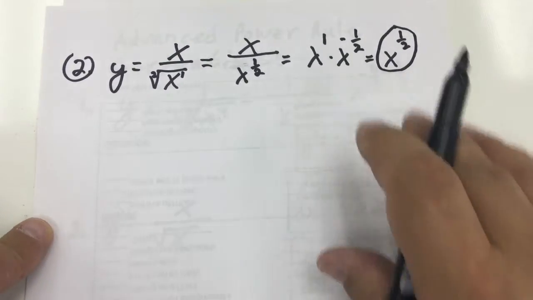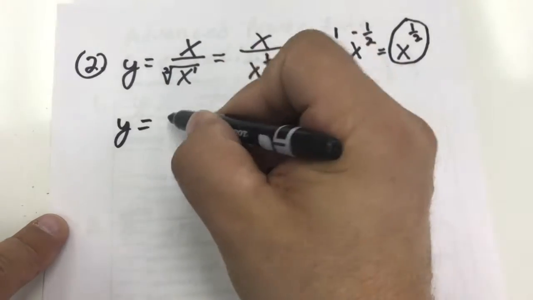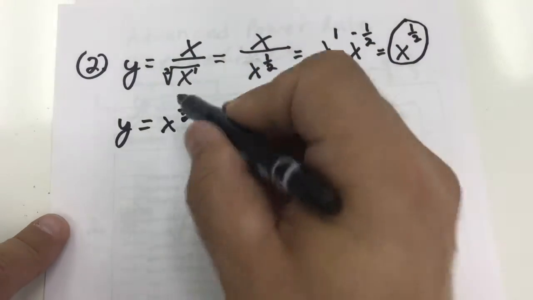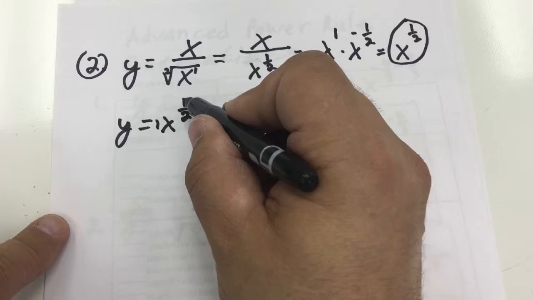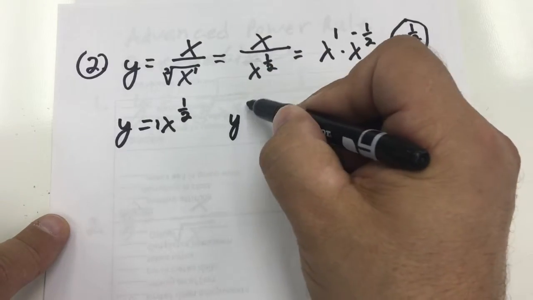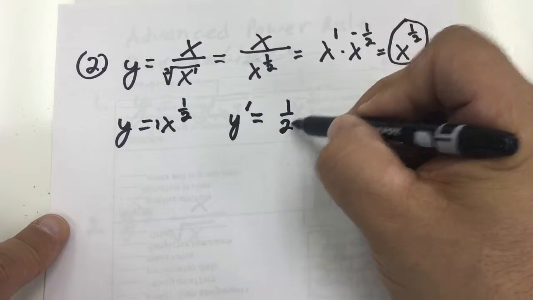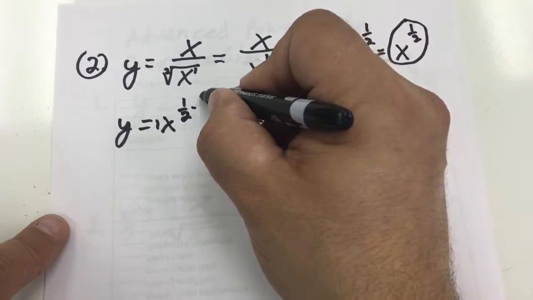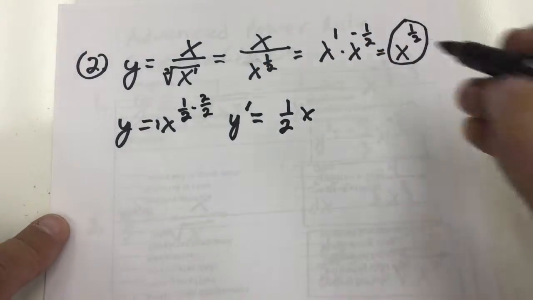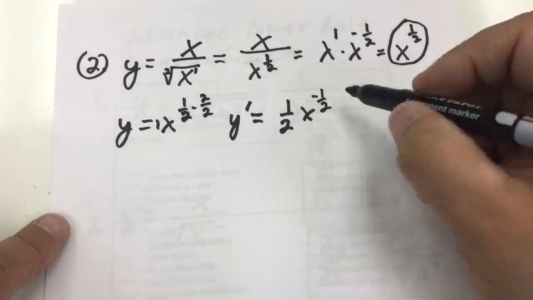So now, that's not my answer. That's what I can use to find the derivative. So I have y equals x to the 1/2. And to find the derivative of that, I'm going to use the power rule. So I'm going to do 1/2 times the 1 in front. So the derivative is going to be y prime equals 1/2 x. Don't forget to subtract 1. But I'm going to write 1 as 2 over 2. Negative 1/2. Again, some teachers will let you stop there.